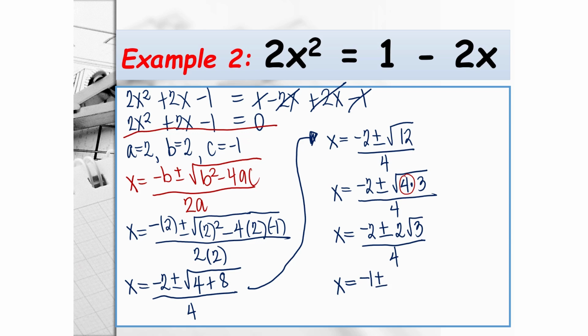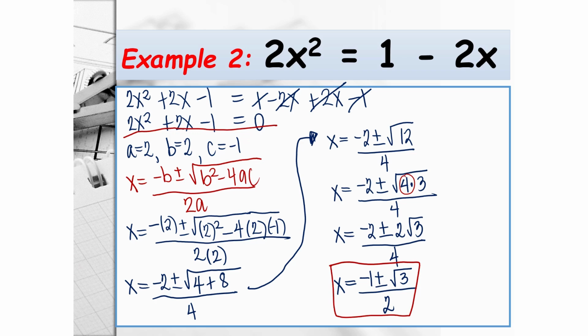No need to write 1. Invisible na po na may 1. Then, copy na lang po square root of 3 all over yung 4 divided by 2 is 2. So, this is the answer already. Hindi po pwedeng i-add yung nasa taas kasi negative 1 at saka square root of 3, hindi sila pwedeng i-combine.